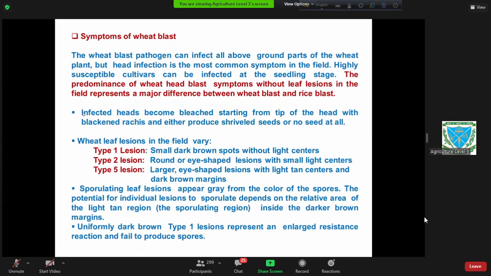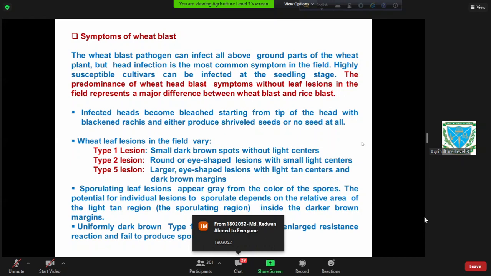So the symptoms start from here. Infected heads become bleached starting from the tip with blackened rachis. Either produce shriveled seed or no seed at all. And you see wheat leaf lesions may vary. 3 types of lesion we notice: type 1, type 2, and type 5. Smaller lesion is called type 1 lesion and larger lesion is called type 5 lesion. And for epidemic development, type 5 lesion is important because this lesion produces thousands of spores inside the areas.